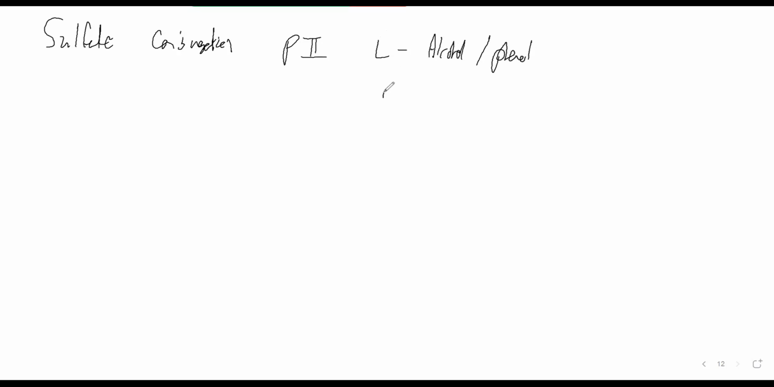So the next one I would look for is sulfate conjugation. It's going to be a long YouTube video. This is going to be phase 2. Likely is alcohol / phenol. Possible is aromatic nitrogen. So I generally ignore the possible.